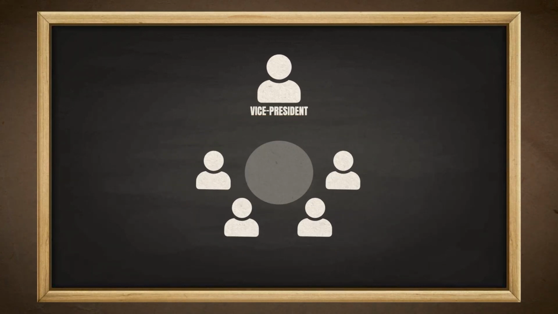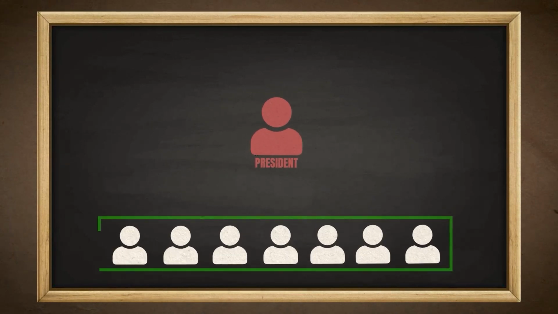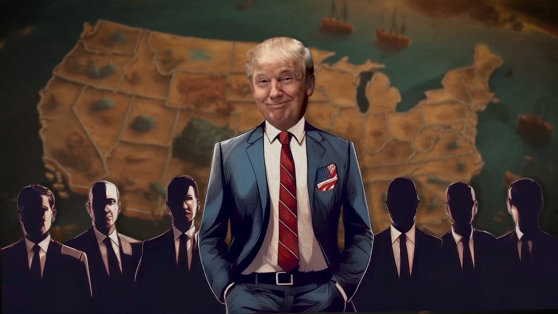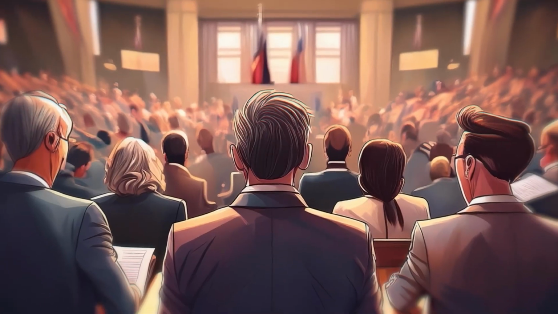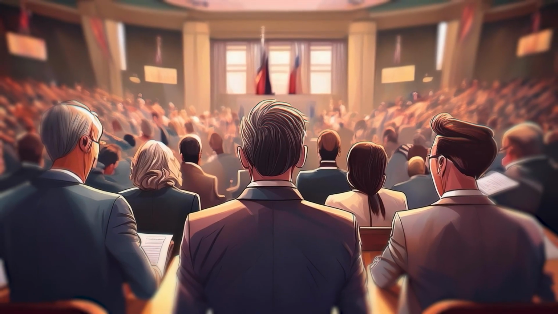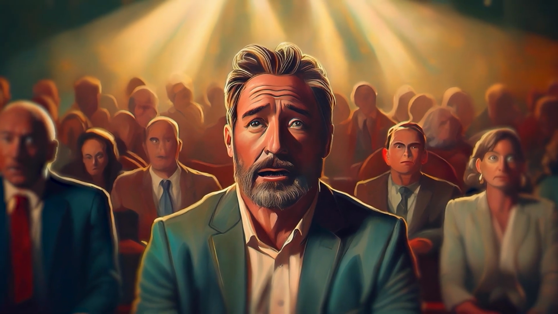And here's where things get even trickier. The cabinet is handpicked by the president. These are the president's most trusted advisors, people chosen because of their loyalty and alignment with the president's vision. To invoke Section 4, these same individuals would have to publicly declare that the president is unfit to lead.